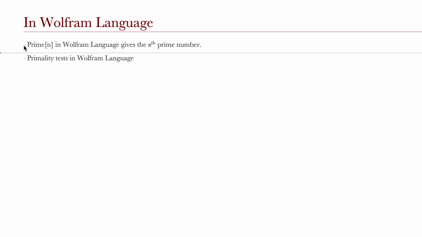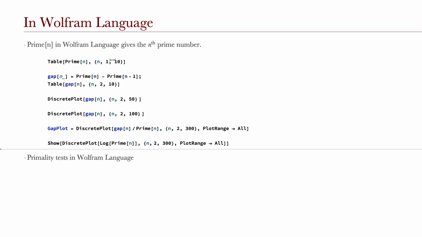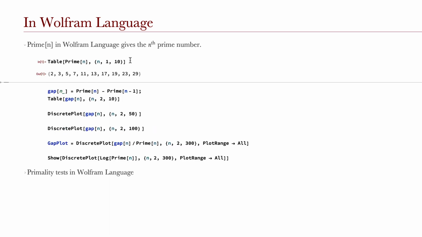In the Wolfram Language, Prime[n] gives us the nth prime number. Here, we use this to write out a table of the first 10 prime numbers, 2, 5, 7, 11, 13, 17, 19, 23, and 29. Using this, we can also make a table of the gaps between any prime number and the next.